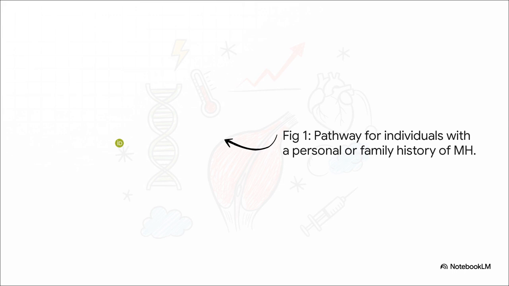If you find a pathogenic or likely pathogenic variant, you have your diagnosis, MHG. That patient is considered high risk. But, and this is critical, if the genetic test comes back negative or you get a variant of unknown significance, you're not done. The algorithm mandates that you must proceed to IVCT. Only a negative IVCT result, an MHN, can definitively rule out susceptibility.